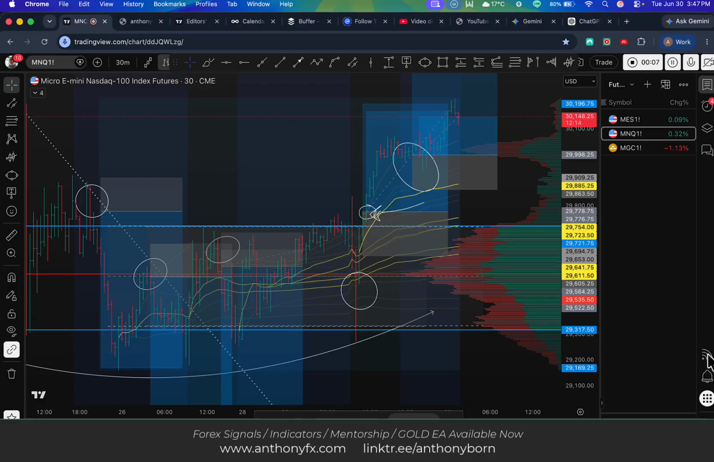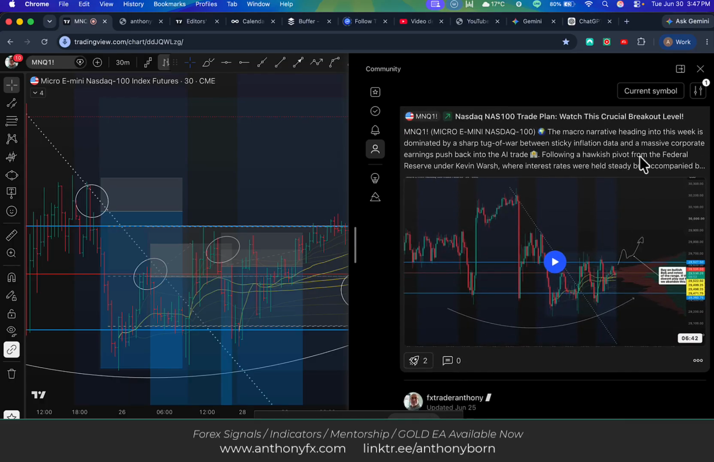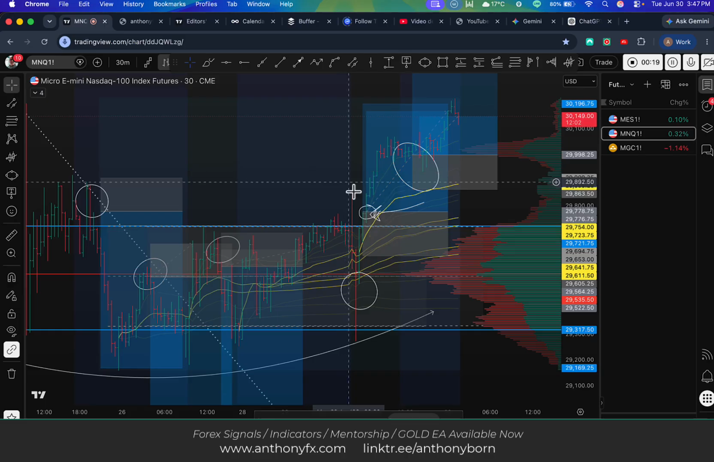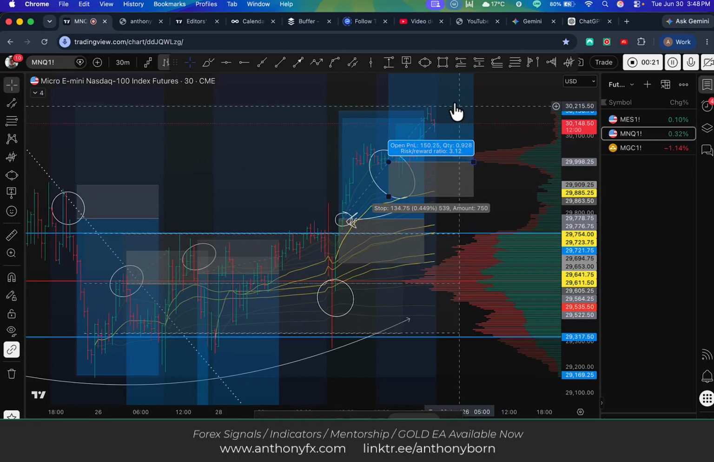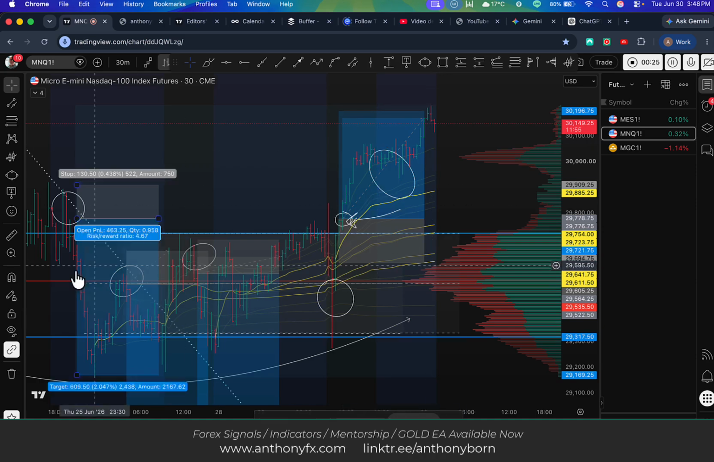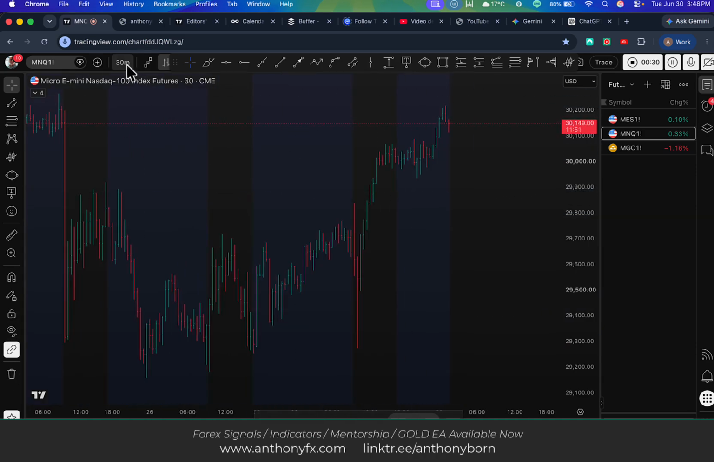Okay, so this was the idea yesterday. We were looking for a break of this range. That was the idea. And there's the range. There's the break of the range right here. And we had that. So I would be inclined to close this trade if you entered. So what we're going to do now is we're going to look for another opportunity. So I'm going to remove all the drawings and just start from scratch.